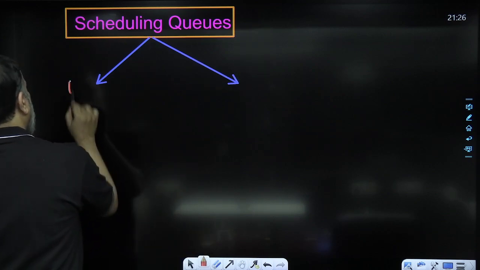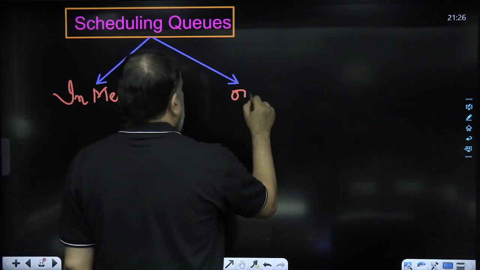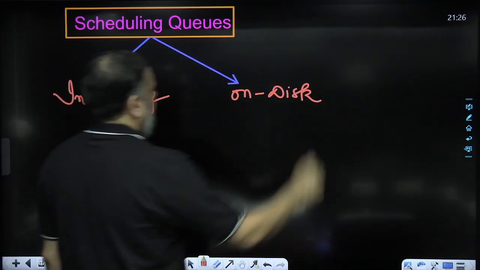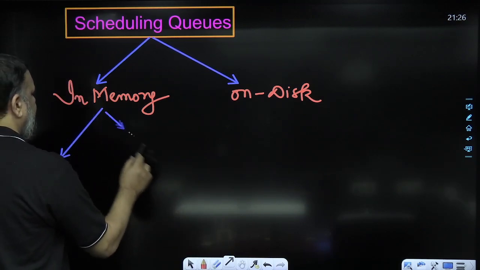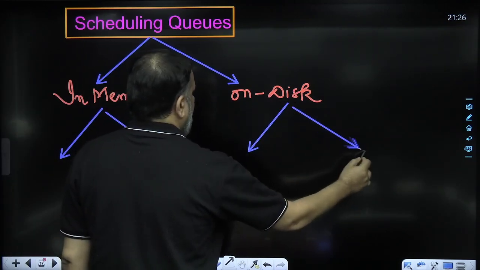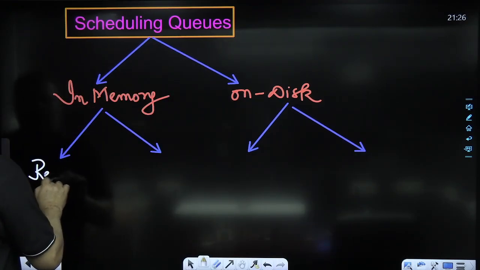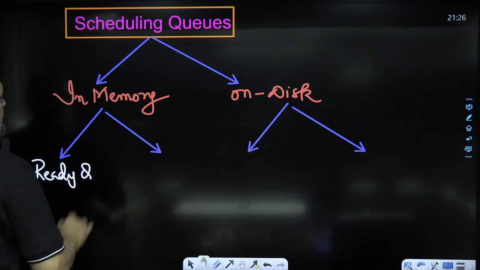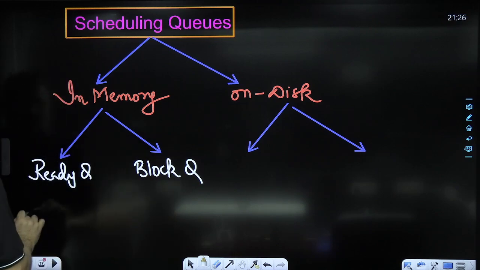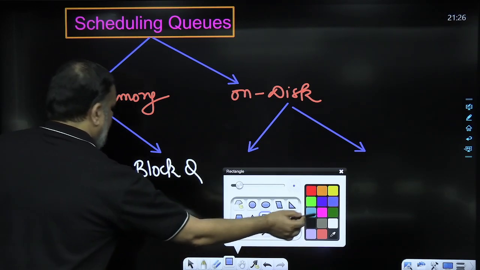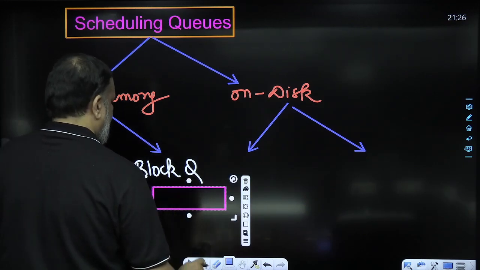One is called the in-memory queue, the queues in memory, and the other is called on disk. Let me emphasize that in memory there are two queues, and on disk there are two queues. What are the in-memory queues? One is the very important, predominant queue, called the ready queue, and the other is called the block queue. Conceptually, you represent a ready queue like a rectangle in a block diagram, and a block queue is also represented like that.